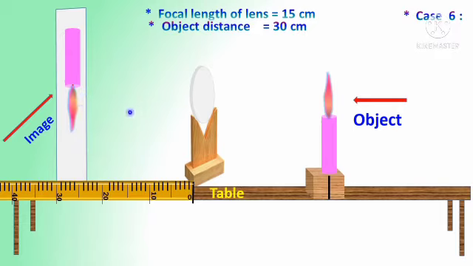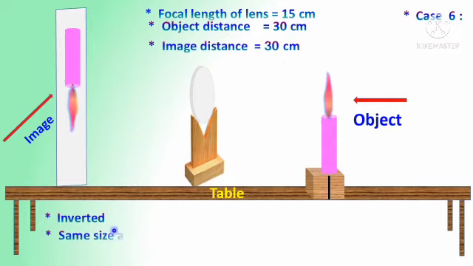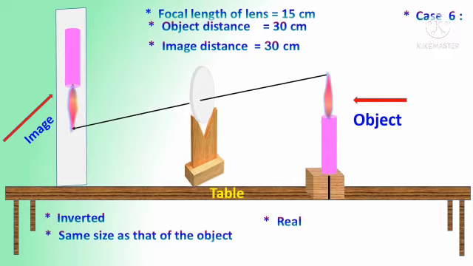That is why we see the image characteristics. Listen carefully. Inverted, same size as the object. Why? Here the object distance is 30 centimeters, and the image distance is also 30 centimeters. At that time we find the image formed is also the same size. Real image. Inverted, same size, and real image.